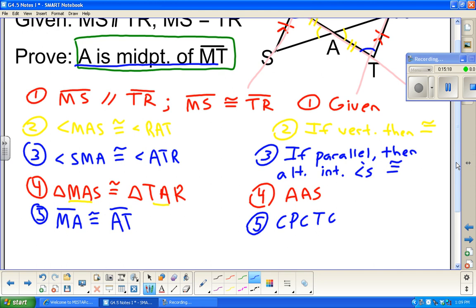If you said CPCTC, would you get credit? Probably not, but don't rush through it. Just go through it slow. It's corresponding parts of congruent triangles. Just be careful with it. Okay? Question.